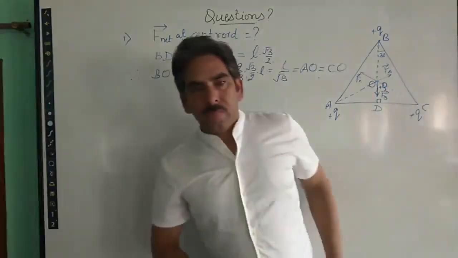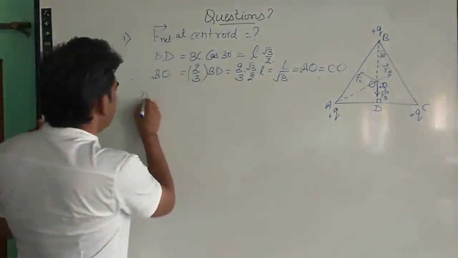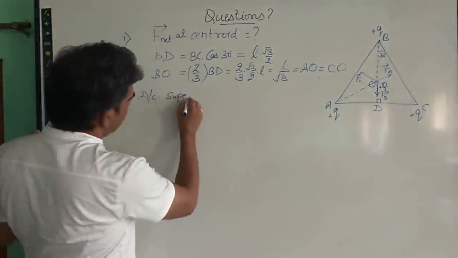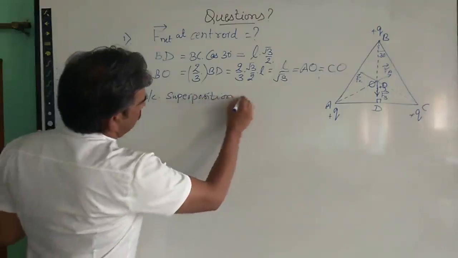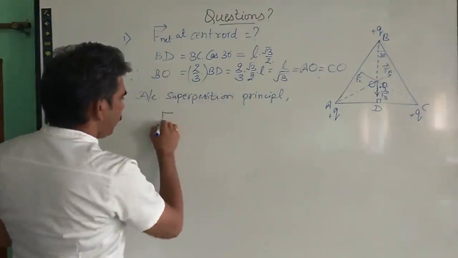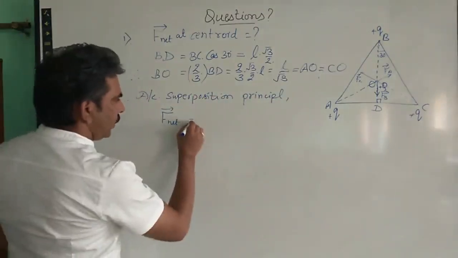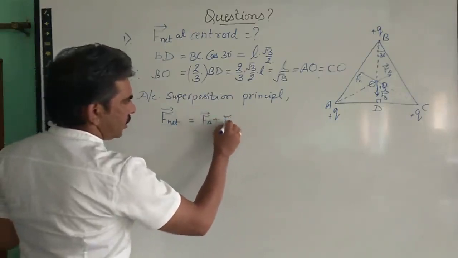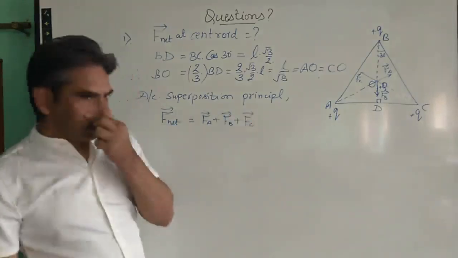Okay. Now, according to the principle of superposition, the net force at the centroid O will be equal to FA, the sum of individual forces exerted by individual charges, plus FC.